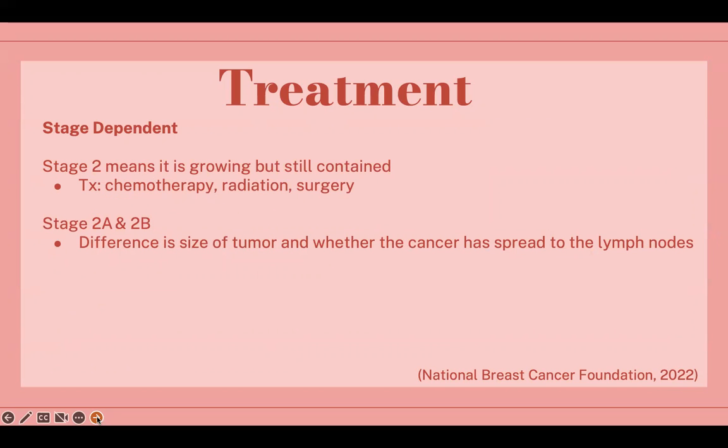The next stage is stage 2, which means that the cancer is growing but is still contained. Typical treatment for stage 2 is chemotherapy, radiation, and surgery. The differences between stages 2A and 2B is the size of the tumor and whether the cancer has spread to the lymph nodes or not.